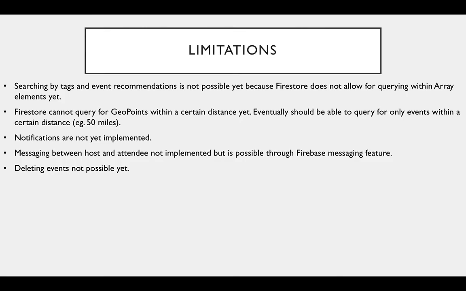So, as an example, only give us the events within a 50-mile radius so that the efficiency is much better and also the user isn't overloaded with events that aren't completely relevant to them. Notifications aren't fully implemented yet. Currently, the notification screen is empty. Messaging between hosts and attendees is not implemented yet, but it is possible in the future through Firebase messaging. That would go in the same view as the notifications, and deleting events is not yet possible.